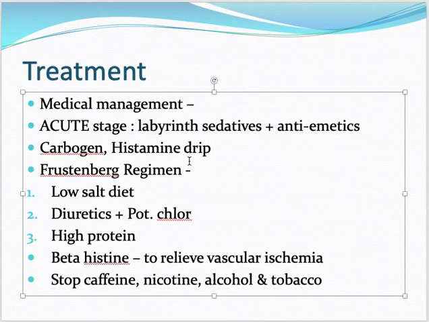So, what is basically carbogen? Carbogen is inhalation of carbon dioxide. It is called carbogen. This one is a vasodilator, so it improves the labyrinthine circulation. And histamine drip can be used. When we give histamine to these patients, it helps control the acute attack.